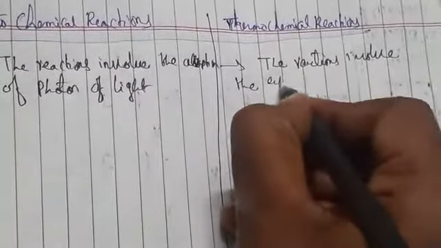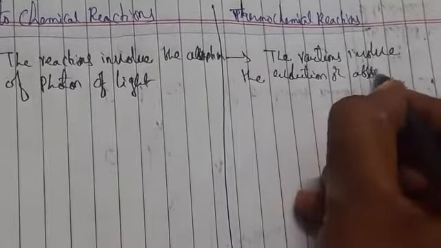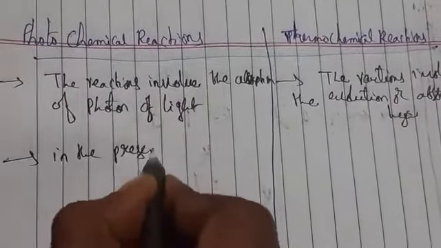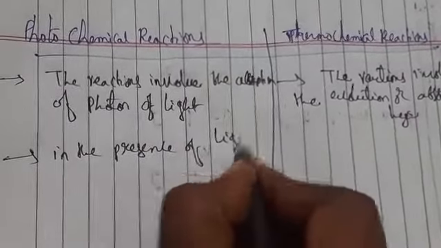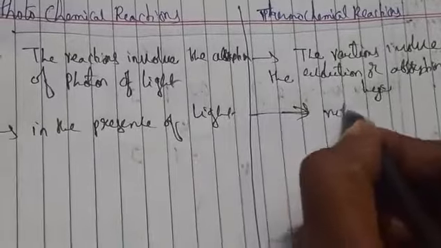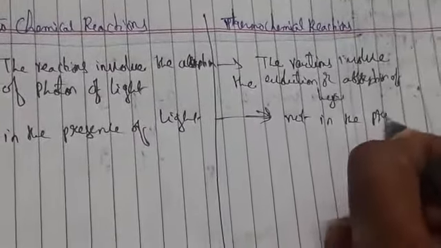Coming to thermochemical, the reactions involve the evolution or absorption of heat. It means that photochemical reactions take place only in the presence of light, while thermochemical reactions take place in the presence of heat, not in the presence of light.